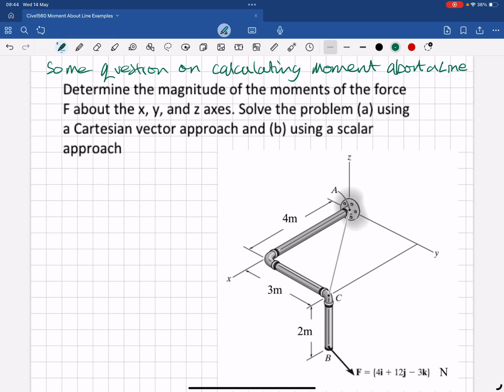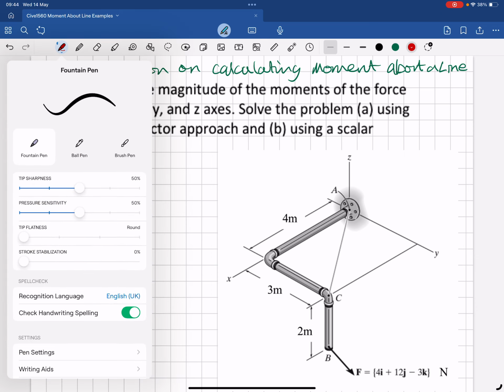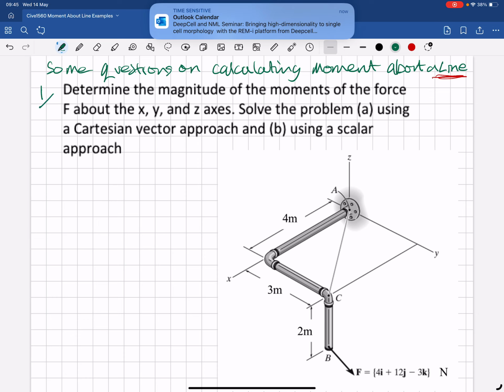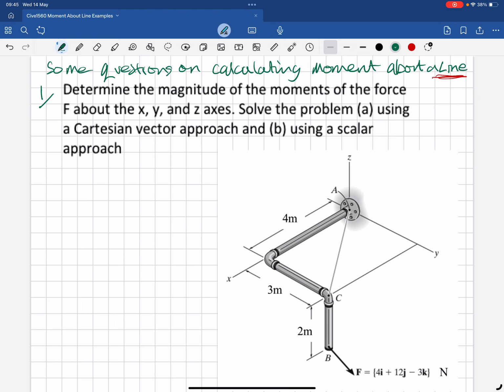Okay, I'm going to now show you 3 different questions on calculating the moment about a line. So this is the moment of a force about a line rather than a moment about a point. Right, so this first question, I'll just label it question 1. Determine the magnitude of the moment of the force about, and in this question it's about 3 lines.